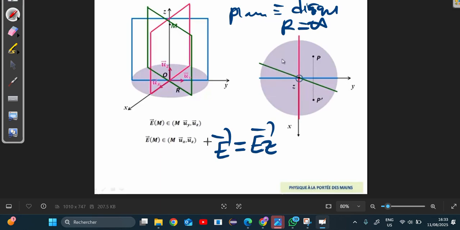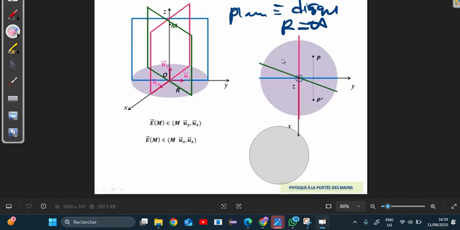Then from here we can also say that E is a function of z only. So z is the only variable that E would depend on. This helps us redo our calculations. From now onwards, we will know that E is in the direction of z through symmetry, and these are planes of symmetry.